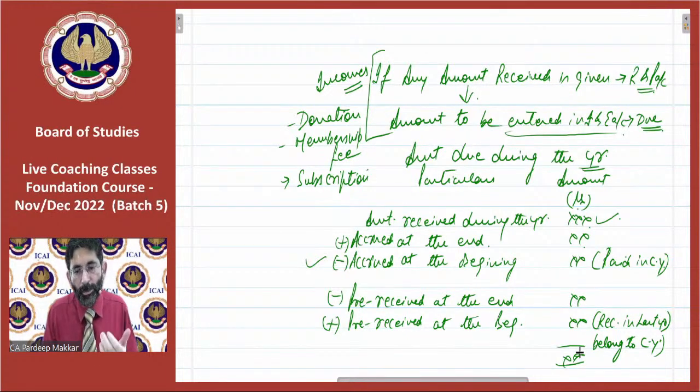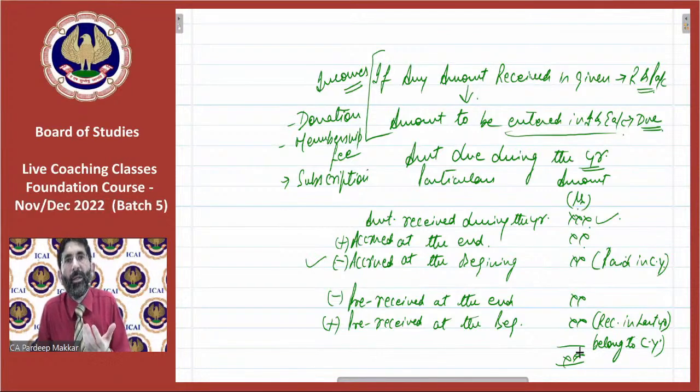Royalty income is also same as we are discussing about subscription, membership fees and donation. That means any royalty received by us for the patent or copyright given to someone else for publishing.